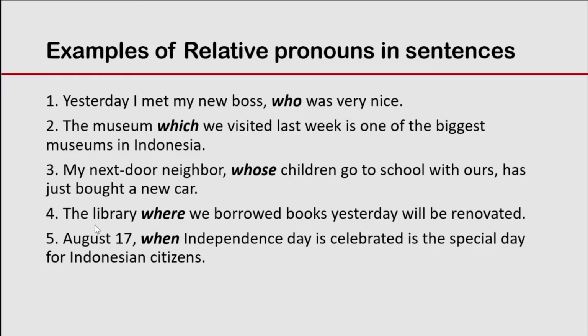Number 4, the library where we borrowed books yesterday will be renovated. Here we have where, and where is used for a place. Library is a place, right? Number 5, August 17, when Independence Day is celebrated, is the special day for Indonesian citizens. Yes, August 17 is a time, so we use when. Okay, so these are the examples of relative pronouns in sentences.